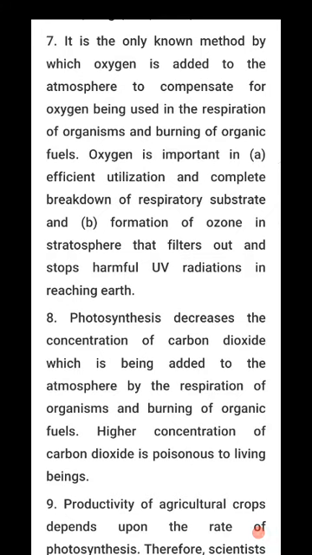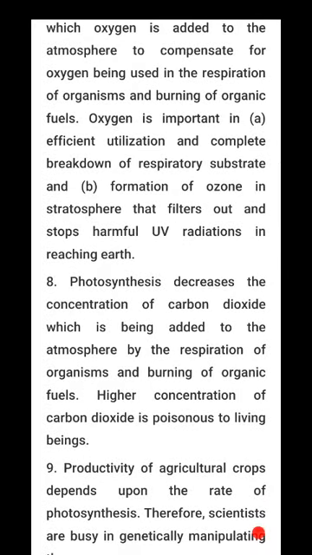Photosynthesis decreases the concentration of carbon dioxide. You can see the process of photosynthesis. In it, the main raw material is carbon dioxide, meaning they use carbon dioxide for the preparation of energy. So some amount of carbon dioxide is used in the process, and some amount of oxygen is released into the atmosphere.